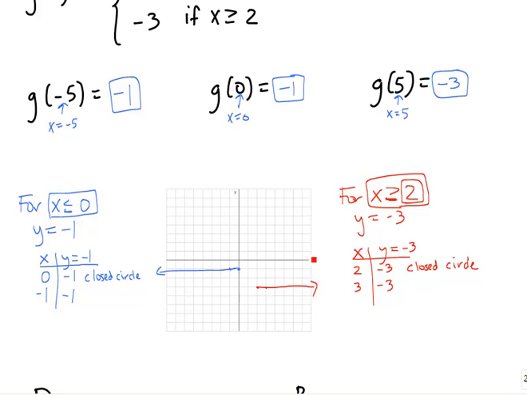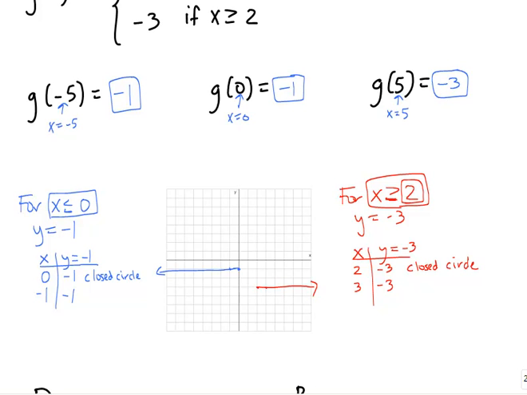So here's my graph. Okay, x less than or equal to 0 is going to the left. That was y equals -1. X greater than or equal to 2 is going to the right, and that was y equals -3. 2 horizontal lines, but we're not using the whole line, we're just using part of the lines. Okay, so there's my graph.